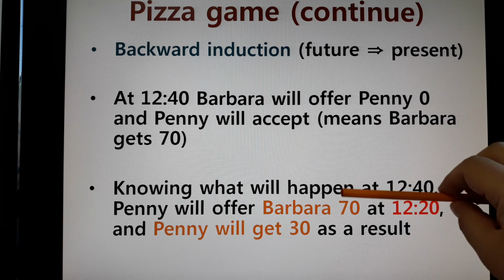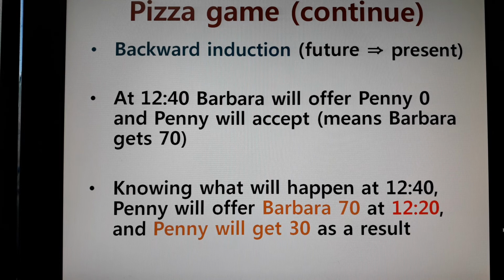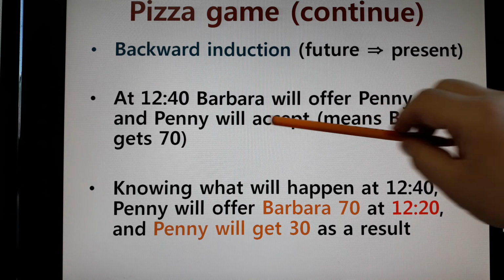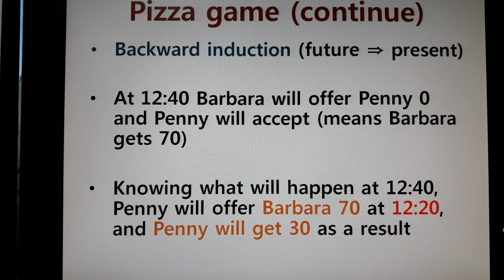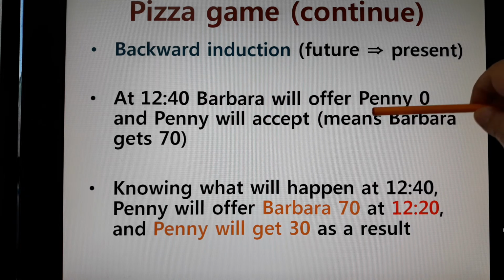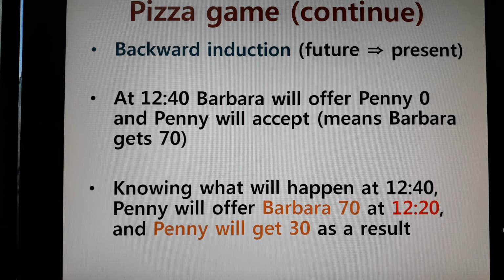So thinking about that, what if Penny offers at 12:20, oh, Barbara, you get 50, I get 50. Would Barbara accept it? No. Barbara knows that if they move to 12:40, she will get almost 70. There's no reason she will settle for 50 at 12:20. So knowing that, Penny says, oh my God, I should offer Barbara at least 70 in order to get a yes from her. Otherwise, Barbara would say no, and at 12:40, Penny will get zero anyway.